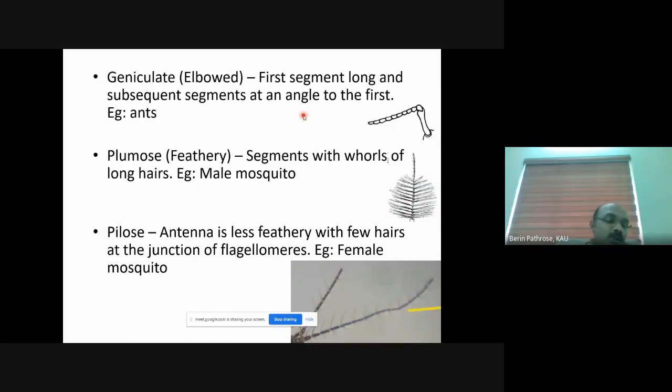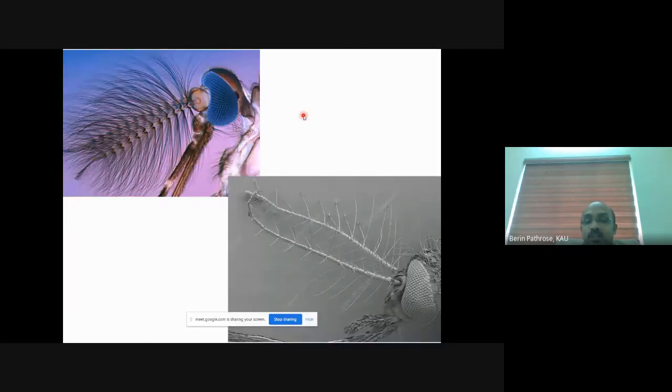The next is plumose and pilose antenna. It is also called feathery antenna. This is seen in male and female mosquitoes. Plumose antenna is seen in male mosquitoes and pilose antenna is seen in female mosquitoes. This is the plumose antenna in male mosquito. This is the pilose antenna in female mosquito. You can see the difference between these two antennae. We can see a tuft of hairs in each segment in the case of plumose antenna. You can see numerous hairs. The hairs are more in the case of plumose antenna.